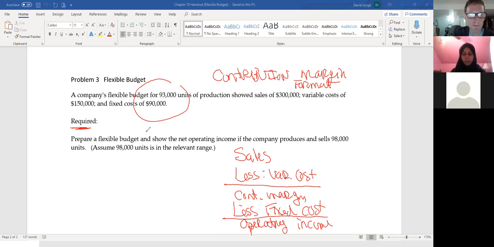The problem says prepare a flexible budget and show the net operating income if the company produces and sells 98,000 units. And then I put in, 98,000 units is in the relevant range. So in this particular problem, we're going to show you two different income statements with the flexible budget, one at 93,000 units and one at 98,000 units. Okay. So having said that, let's go back.